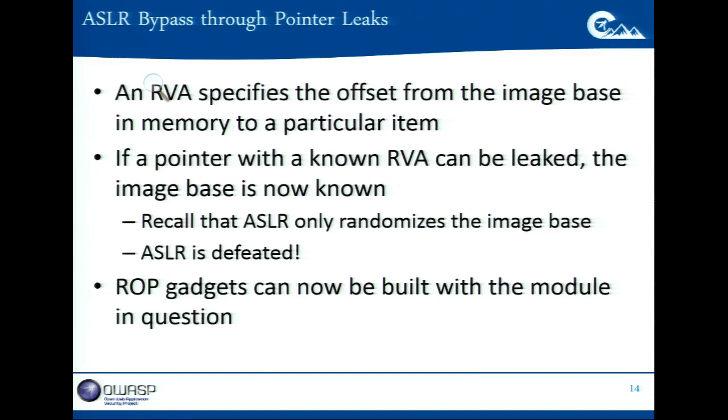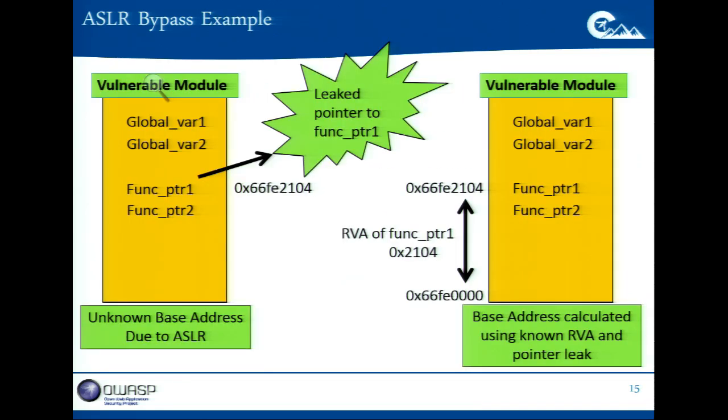So ASLR is very powerful if everything is randomized. In this example, I'm going to try and demonstrate real quickly, everything was randomized. So how do you then exploit it if you can't find your code, if you can't find your ROP chain and things like that? You need to have a memory leak. There's got to be some type of memory leak, and a lot of exploits nowadays require two vulnerabilities at the same time. There's something called a relative virtual address, and that means relative to the base. Right?